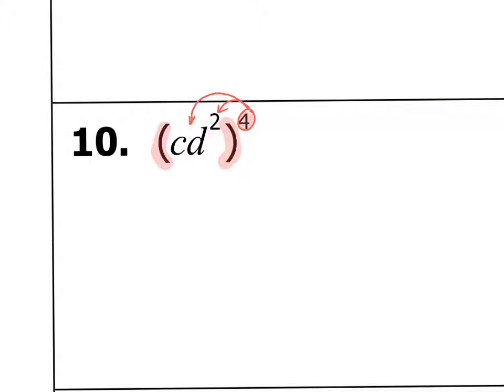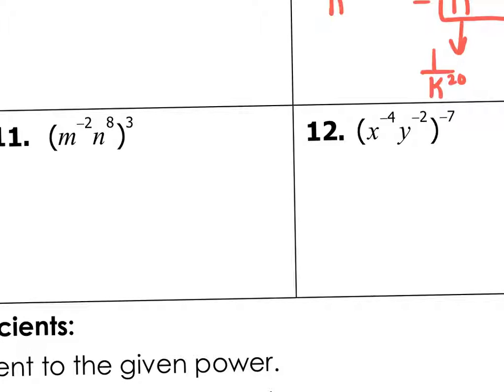So that's going to be equal to C to the 1 times 4, because the power of C is 1, and D to the 2 times 4. So we did power to power twice. Once for the C and once for the D, which gives us C to the 4th, D to the 8th power.